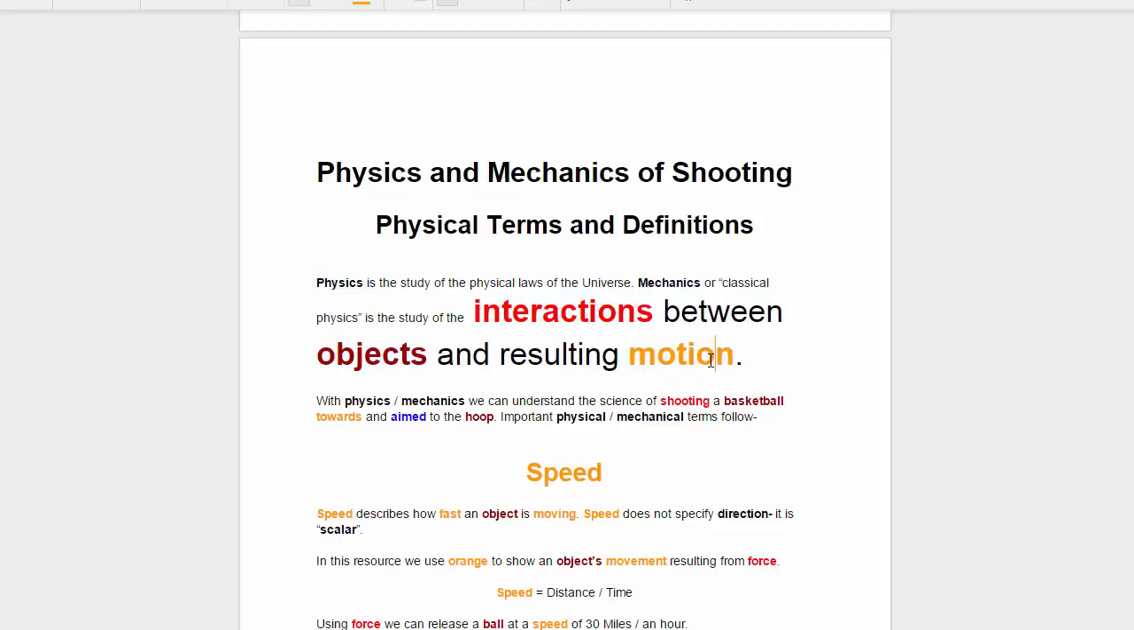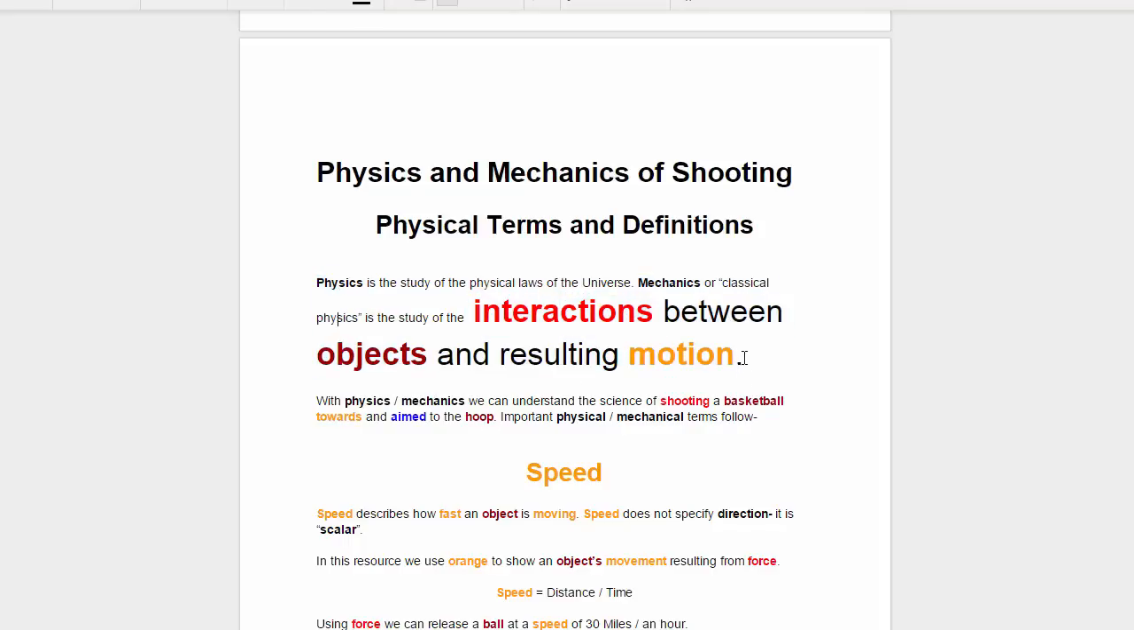Resulting in motion. We're looking at free motion here, not motion interactions between objects, just when something is moving. So we're going to use orange to describe that, orange arrows and such. So I feel that this is simple and an easier way to understand than if we're just in a black and white world. So red interactions between dark red objects resulting in orange motion. And there's going to be more colors that will sprinkle in here.